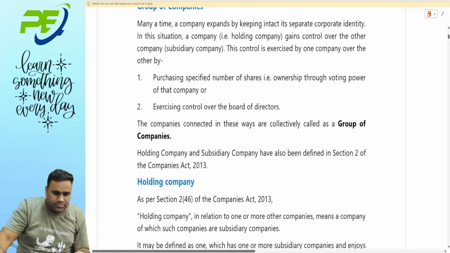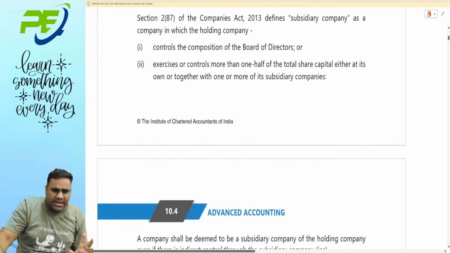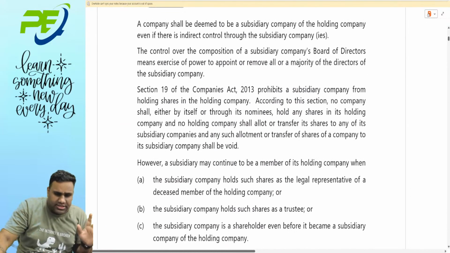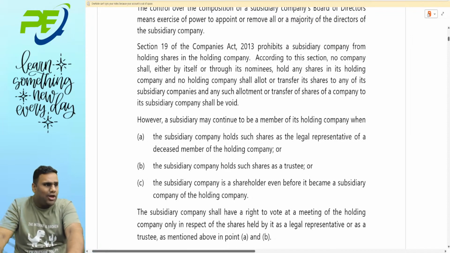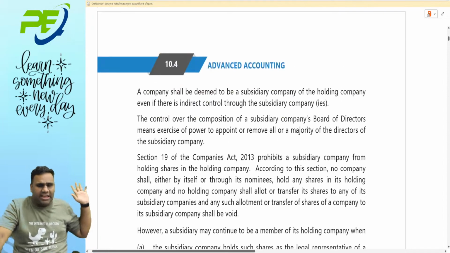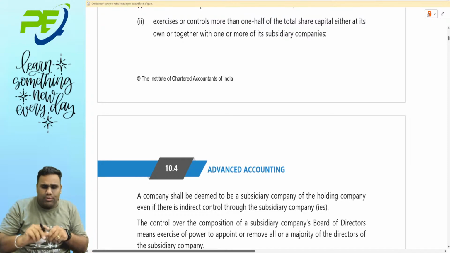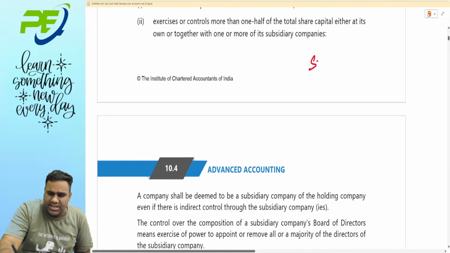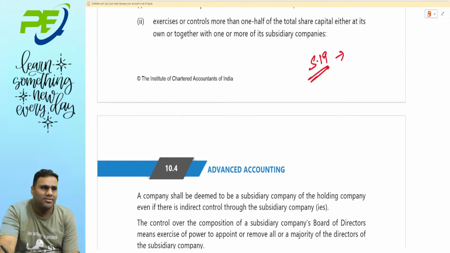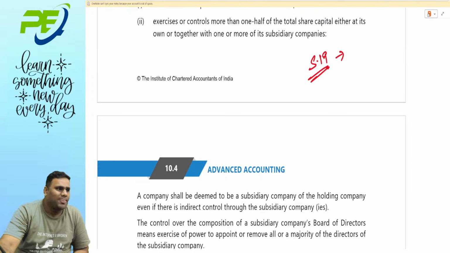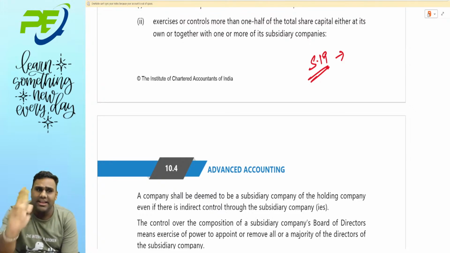Then holding company, subsidiary company, we already know. I'm not stressing too much now. Few of you would have learnt this in law. Those who have not learnt in law, I will explain now. There is one section called section 19. Those who have learnt law, I will tell only section numbers. Section 19. Hint: second chapter.